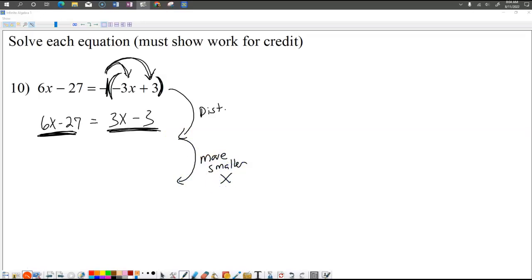So I've got a 6x and a 3x. Which one's smaller? Well, it's the 3x. So to get rid of that 3x, we're going to do the opposite of a positive 3x, which is a negative 3x on both sides. I'm going to get rid of these lines that I drew. I don't want you guys to think we're dividing, because we're not. All right, so now this is gone. The 6x and the 3x subtract to make 3x.